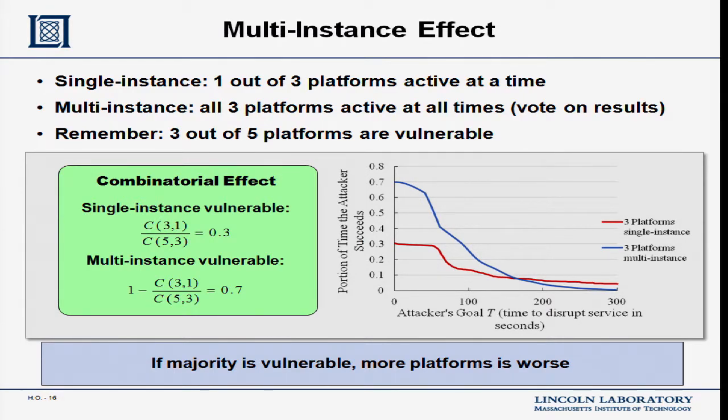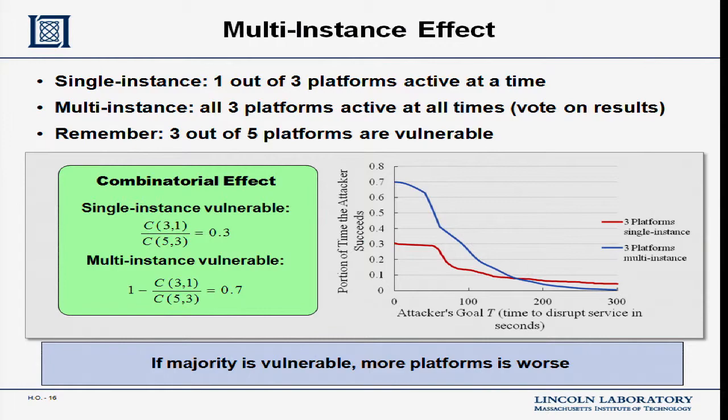And this initially didn't make any sense, but if you do the math, it actually adds up. The probability of one platform being vulnerable when we are running just one platform is 0.3. But if we are running multiple platforms, the probability of two or more of them being compromised is actually 0.7. And this makes sense because the majority of our platforms are vulnerable, 3 out of 5.